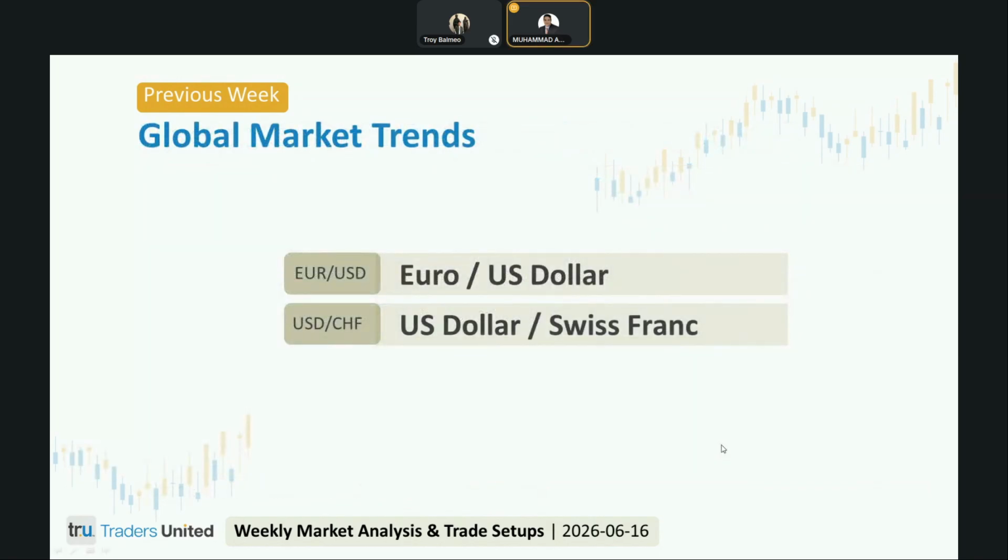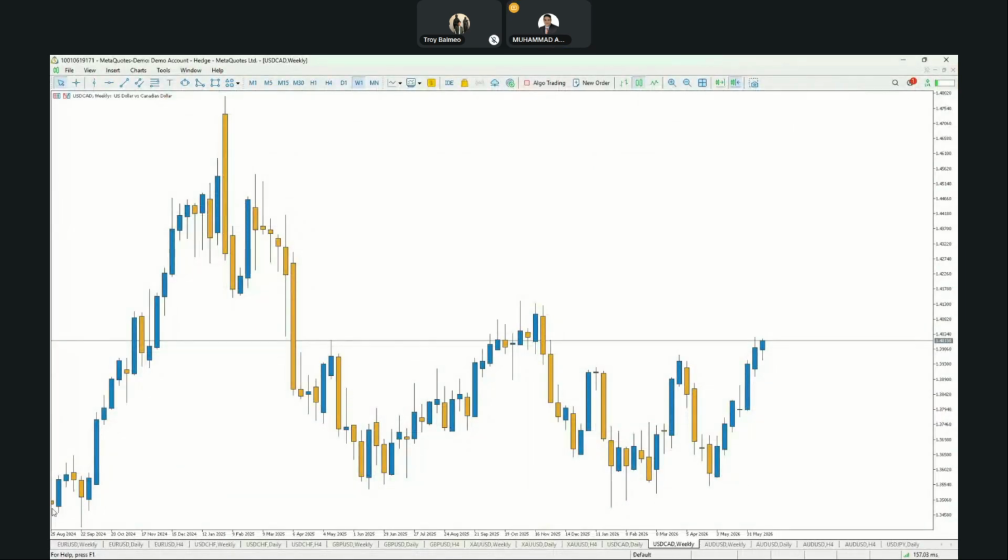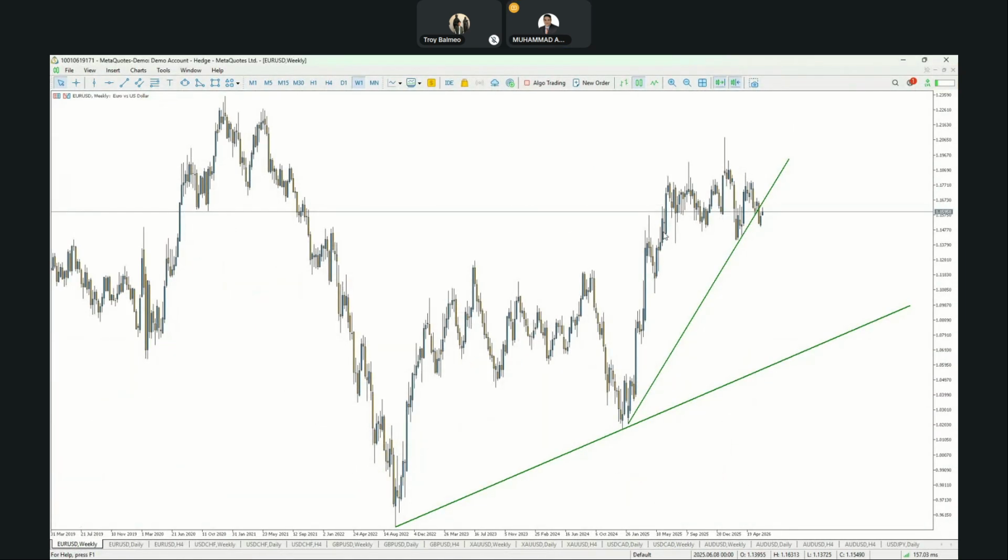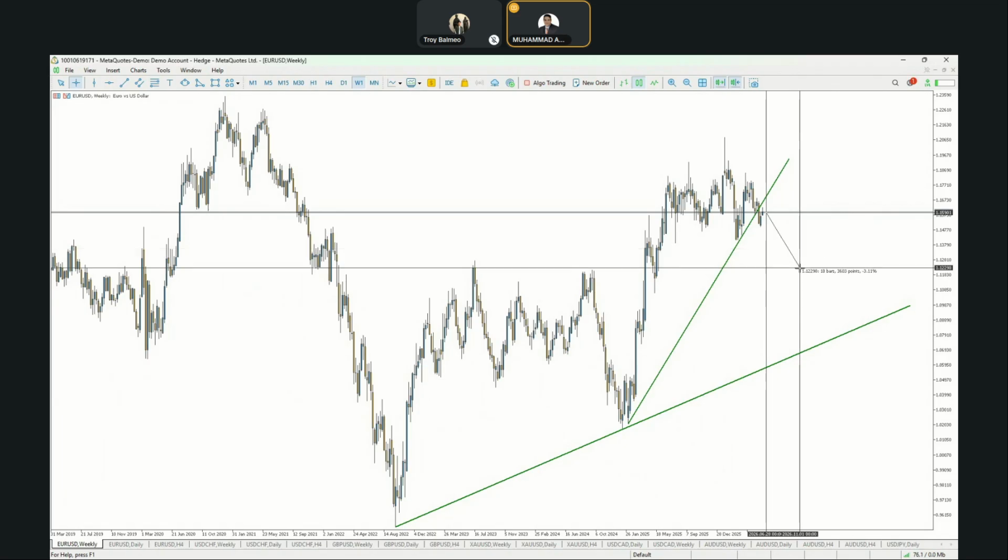Now, let us take a look at previous week global market trends. I'm going to take a look at the euro dollar and USD Swiss franc currency pairs. The euro USD currency pair, we got kind of a break of this bullish trend line over here. So this is telling me that the market wants to move sideways or go down a little bit.